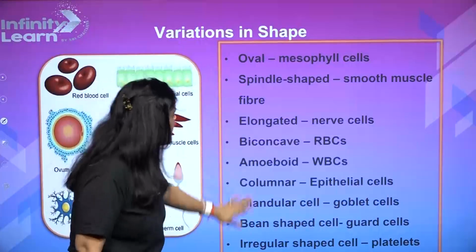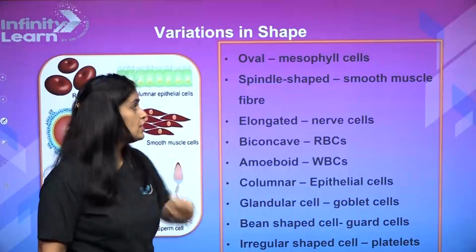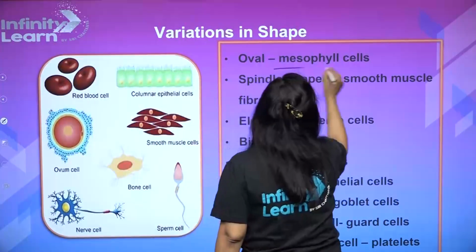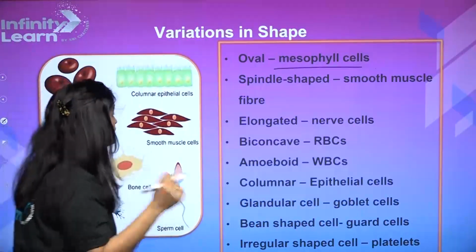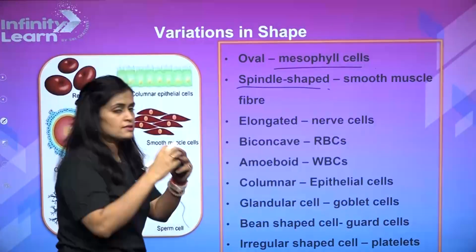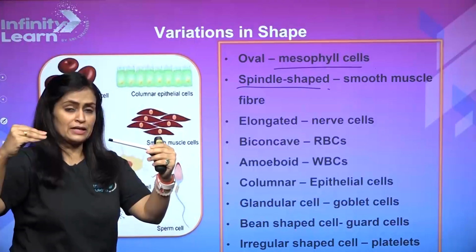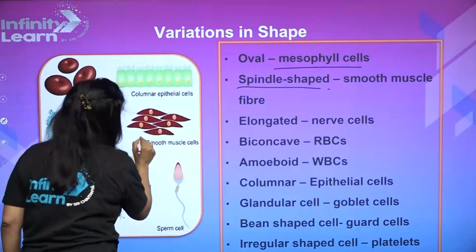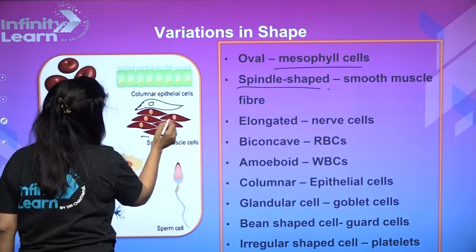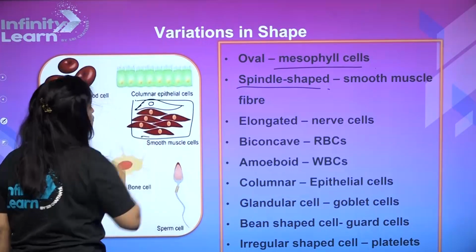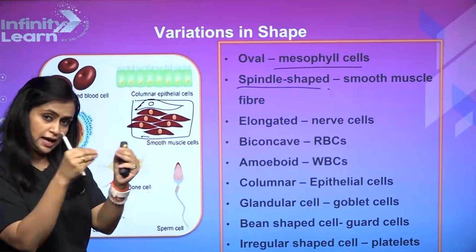So, different sizes and shapes. Sizes we have talked about. Let's talk about the shapes. Oval shapes are your mesophyll cells, right? Then there are spindle-shaped cells. Spindle is basically when we wind a thread over an axis, it becomes tapering at the ends and thick in the center. This shape is called spindle shape, right? The smooth muscle fibers, so that they can, like an elastic, be extended and contracted.